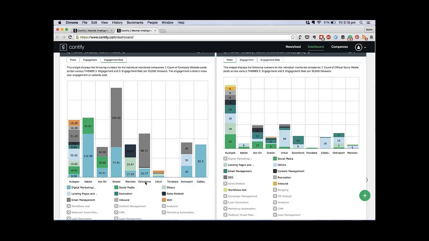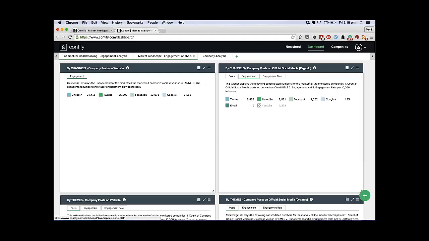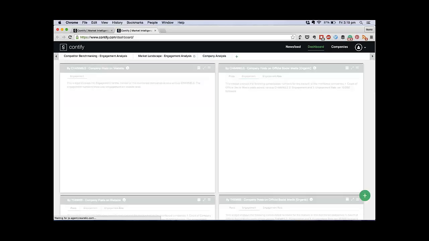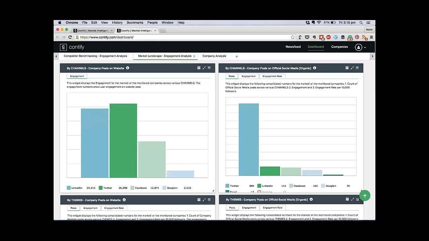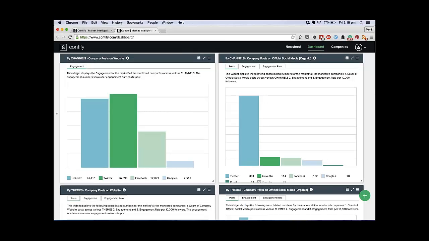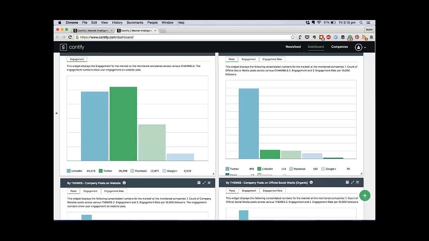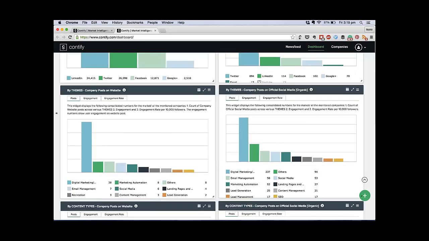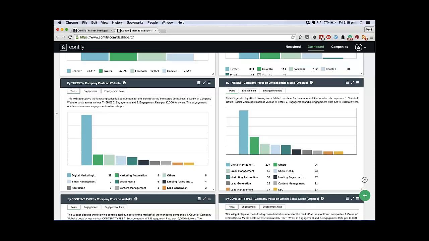Just give me one moment, it's going to refresh. Yeah, so here the analysis is not based on the competitors. It is based on all competitors combined together, so that I'm not skewed by one competitor or another.